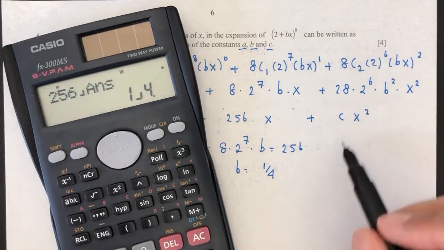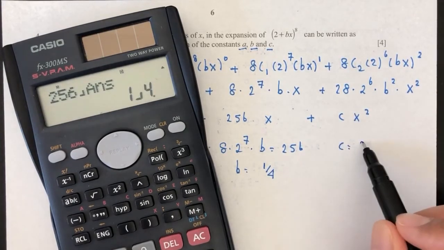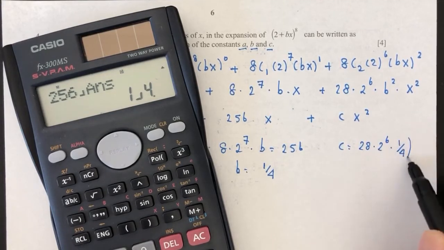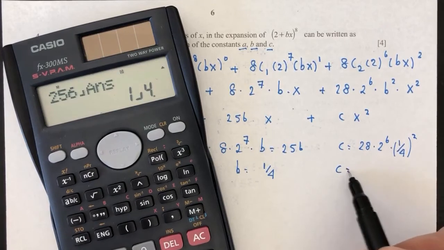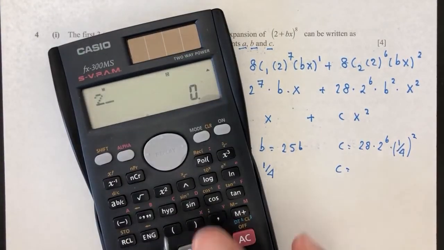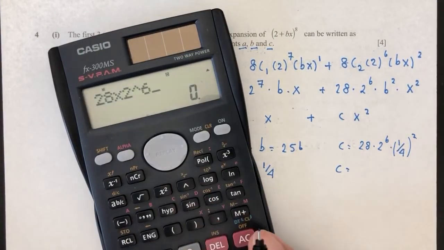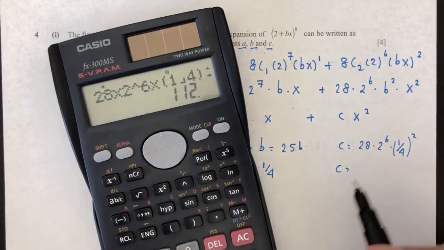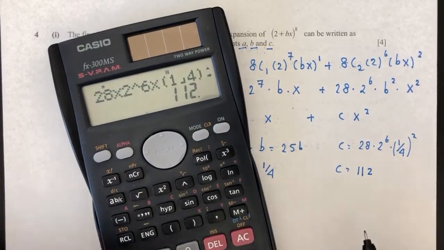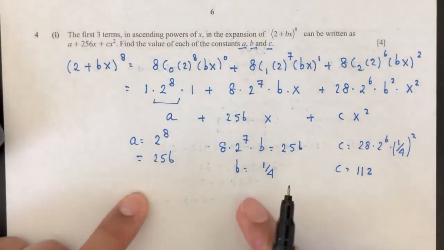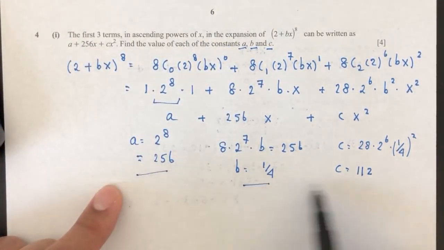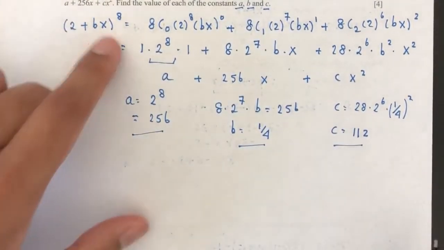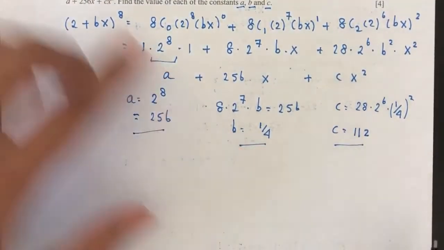Now for the value of c, c equal to 28 times 2 power 6 times b squared. So let's do that. 28 times 2 power 6 times 1 over 4 squared. That will be 112. So the value of a, b, and c is this. I hope that was easy. So we just have to expand and find the corresponding values.